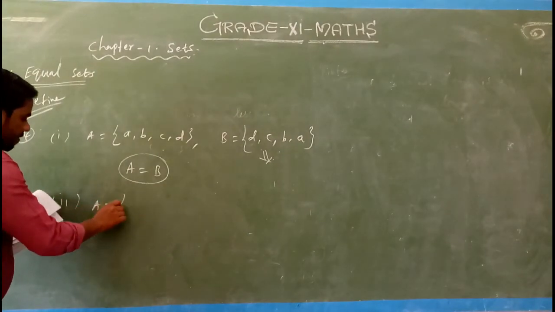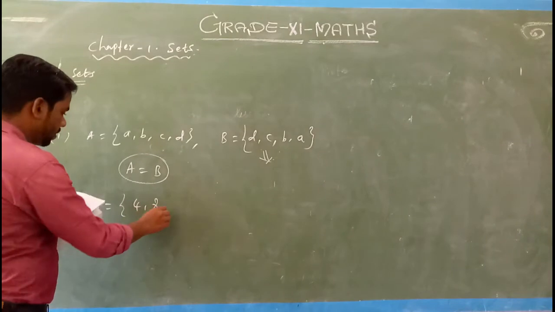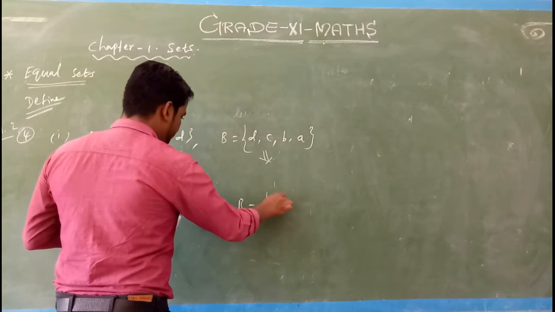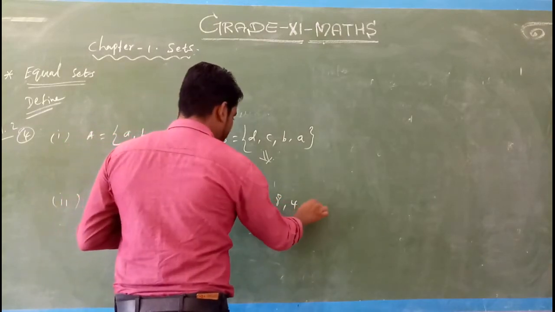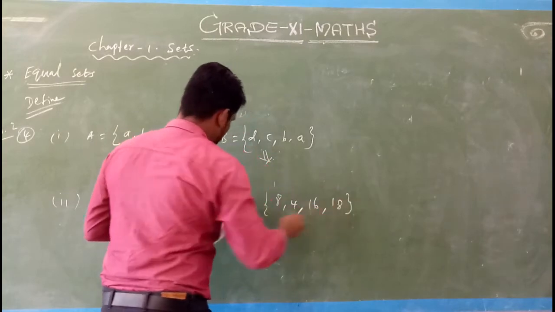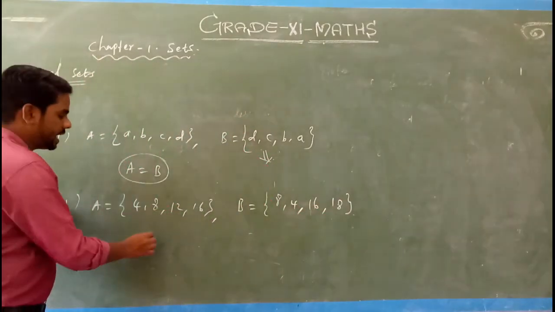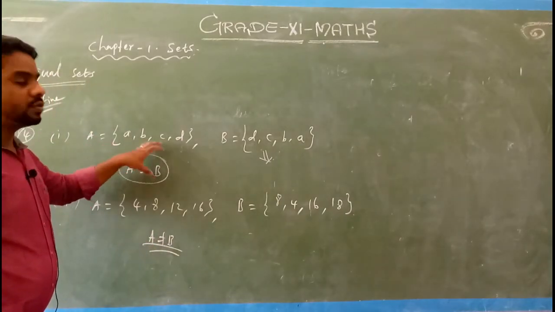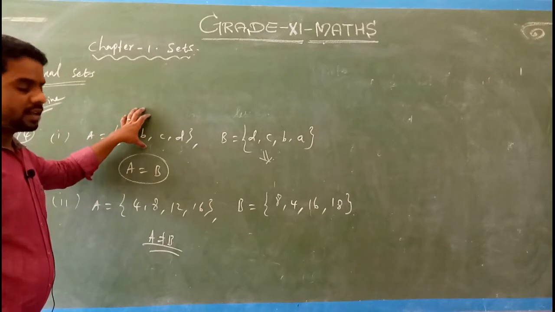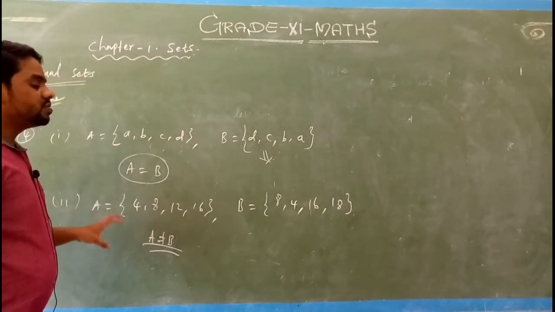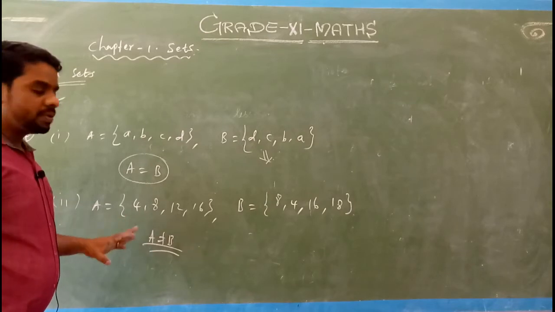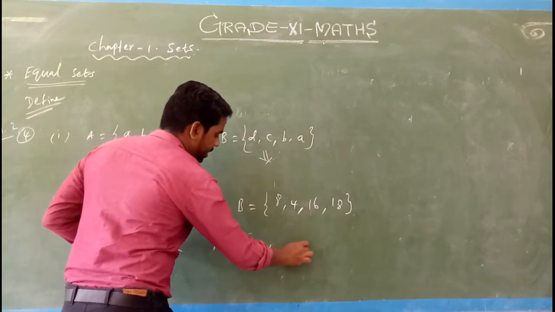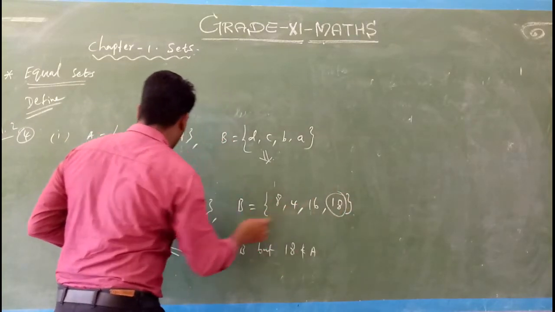A equals {4, 8, 12, 16} and B equals {8, 4, 16, 18}. Listen students, here A and B are not equal. Why is that? In the first question, A equals B, so the two sets have the same elements. But in the second question they are not equal. These two sets A and B are not equal because the element 18 belongs to B, but 18 does not belong to A.